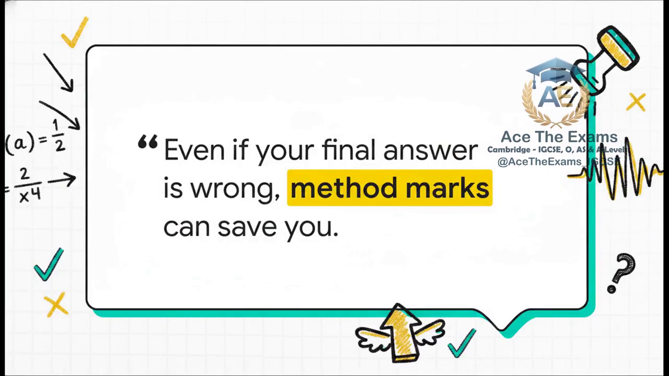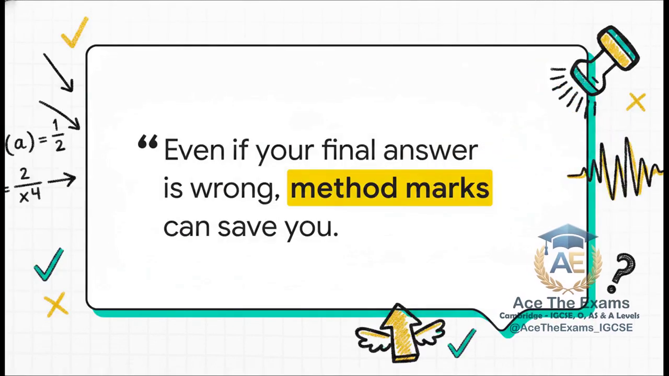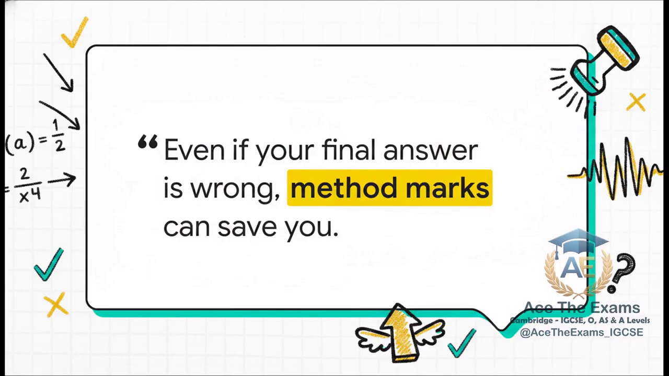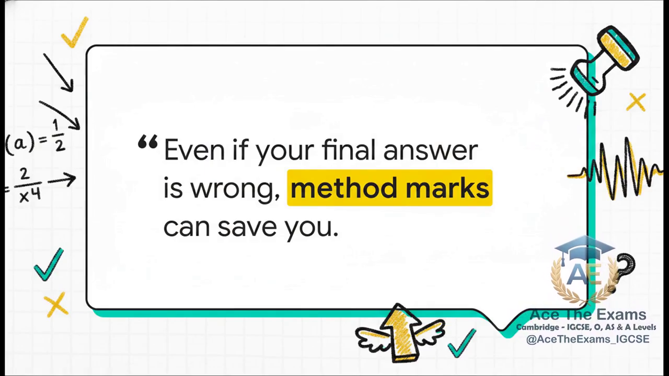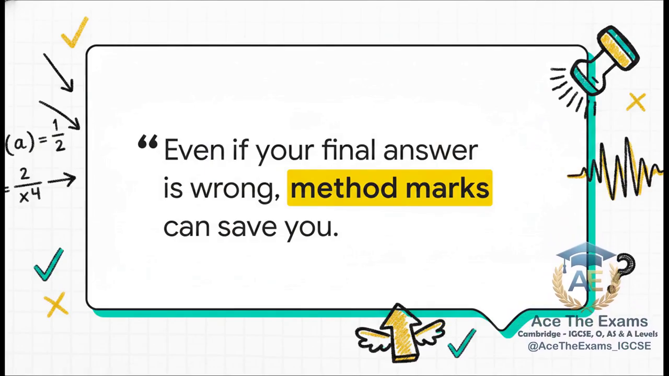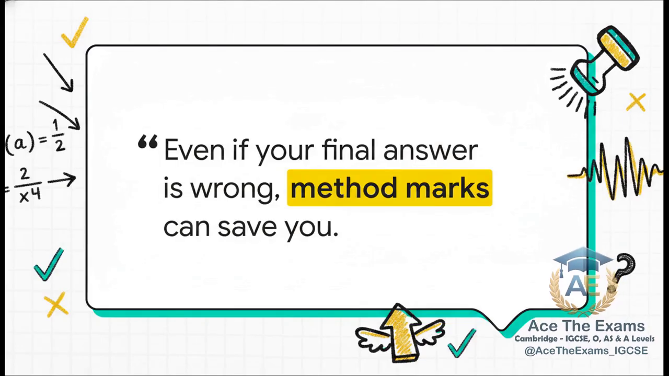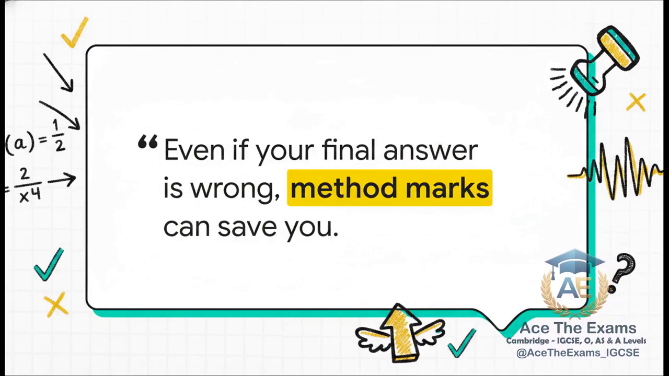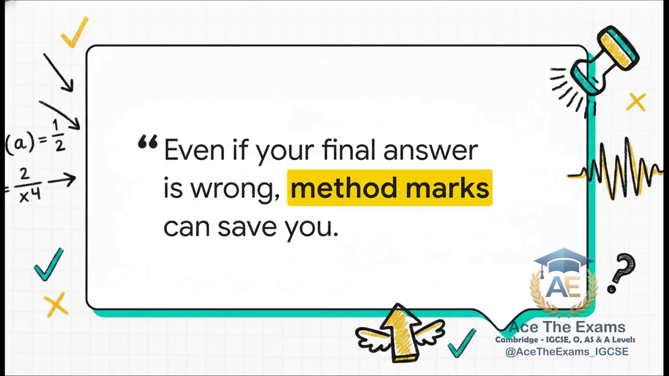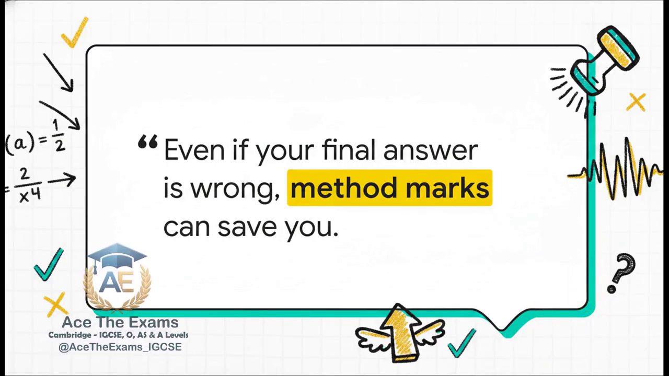Now, I need you to pay close attention to this, because this is an absolutely critical alert straight from the principal grading room. The examiners are actively, constantly looking to award you marks for your process. They explicitly note that even if your final answer is dead wrong, method marks can save you. This is the ultimate safety net.